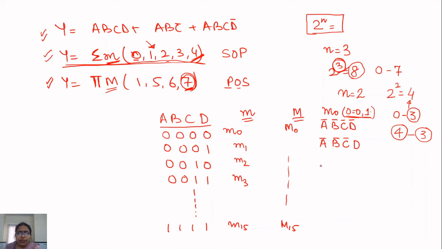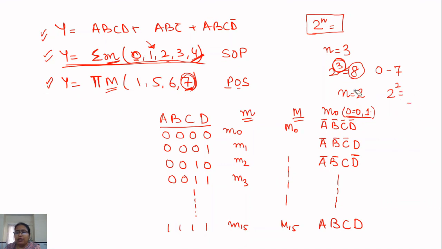So for 0 0 1 0 it will be A bar, B bar, C and D bar, and so on. For 15 it will be all ones: A, B, C, D. So this is the normal thing we are following for the min terms. But for the max terms it will be opposite to min terms. So for the max term, what will happen? You will take 0 as normal, and for 1 you will take the complement.